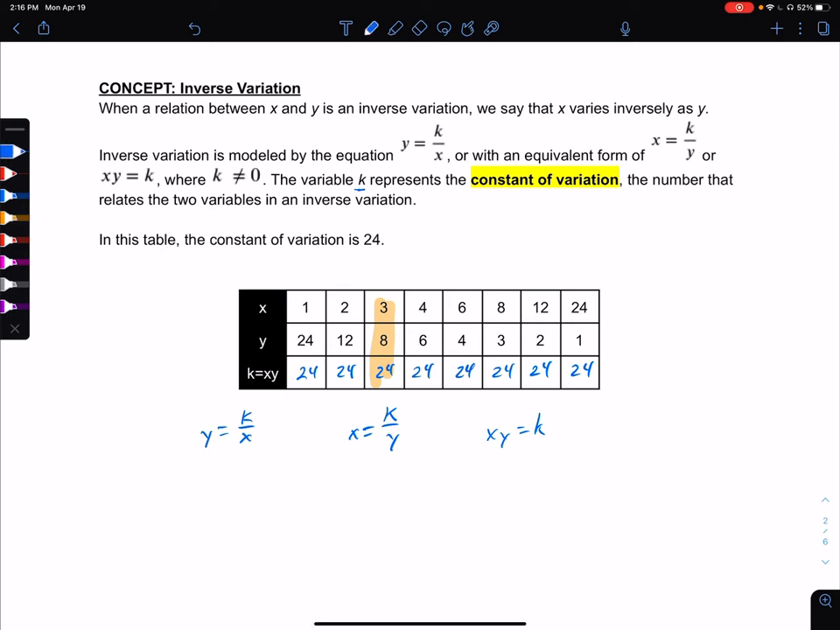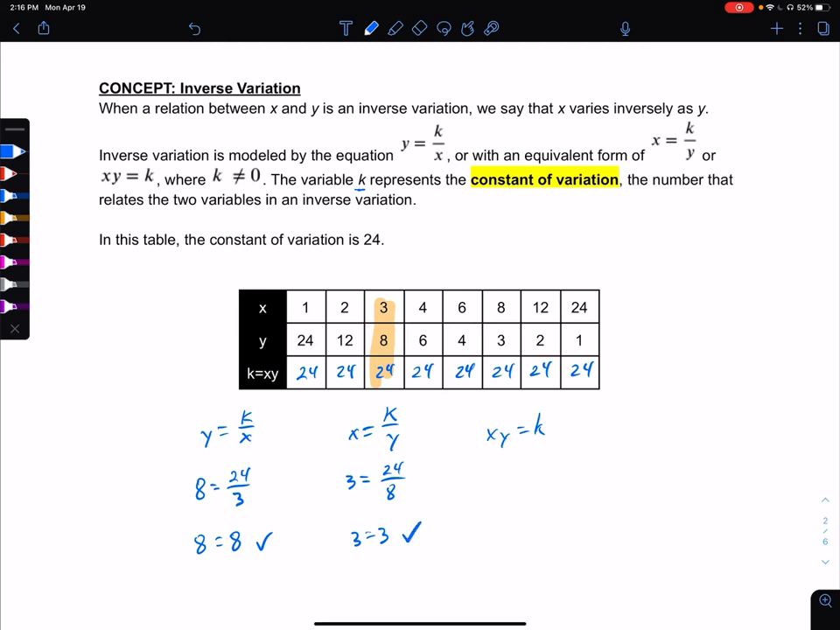So in the first case, y is equal to 8, k is 24, and x is 3. Well, this makes sense, right? 24 divided by 3 is 8, so this one checks out. If I look at the second form, or an equivalent form, where x in this case is 3, k again is 24, y is 8, and if I do 24 divided by 8, I get 3. So these sides are balanced out, this one checks out.